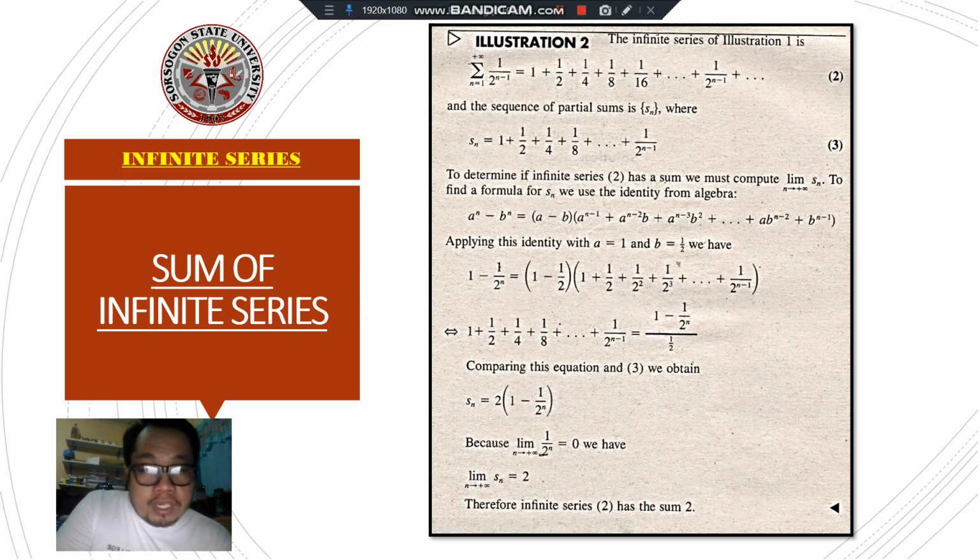So therefore, the infinite series, that is the summation of 1 over 2 raised to n minus 1, where n equals 1 to positive infinity, has the sum of 2. So the limit exists and it has a sum of 2. So therefore, it is an example of a convergent infinite series.